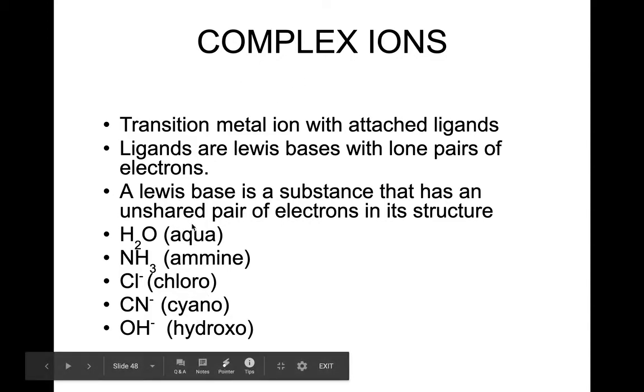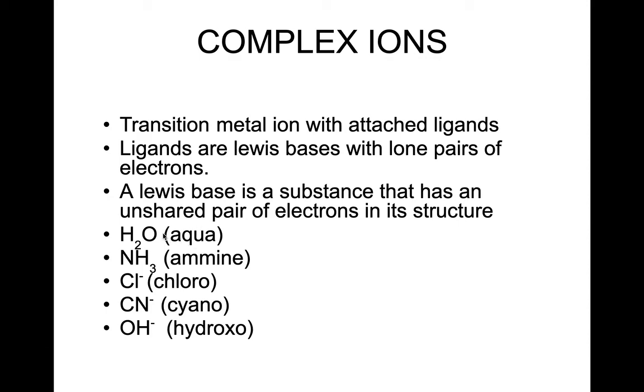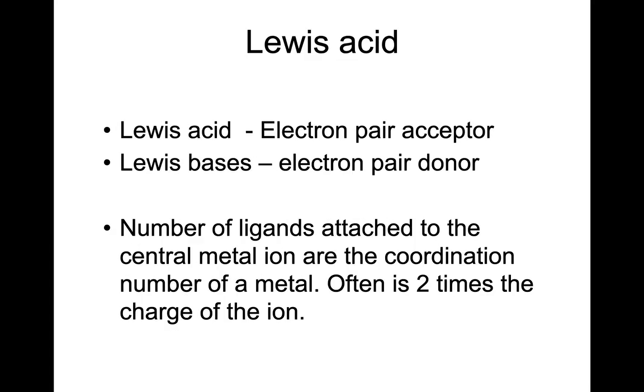Here are a couple of examples of common Lewis bases, and we can visualize that if we drew out the Lewis structure here, we'd have two non-bonding pairs on oxygen. Here we'd have a non-bonding pair on nitrogen. In all these cases, there's at least one unshared pair of electrons. So if any of these get attached to a transition metal ion, we build a complex ion. So we've got our acid definition: it accepts an electron pair. Our base definition: it donates an electron pair.